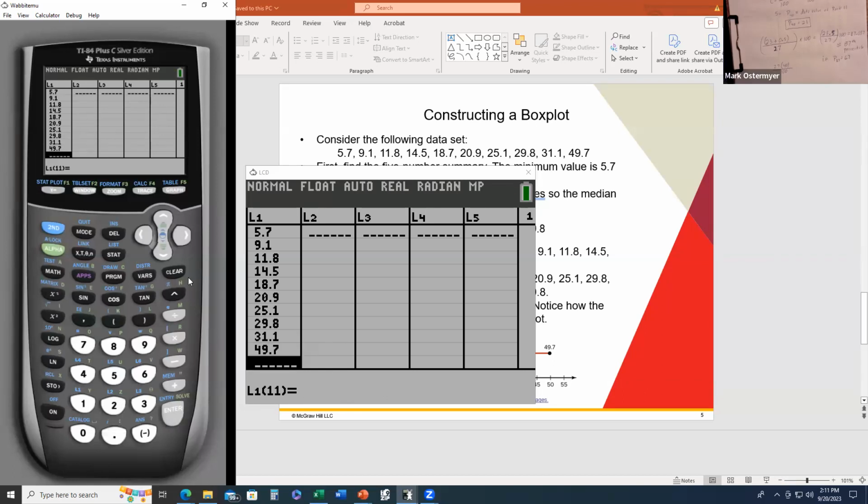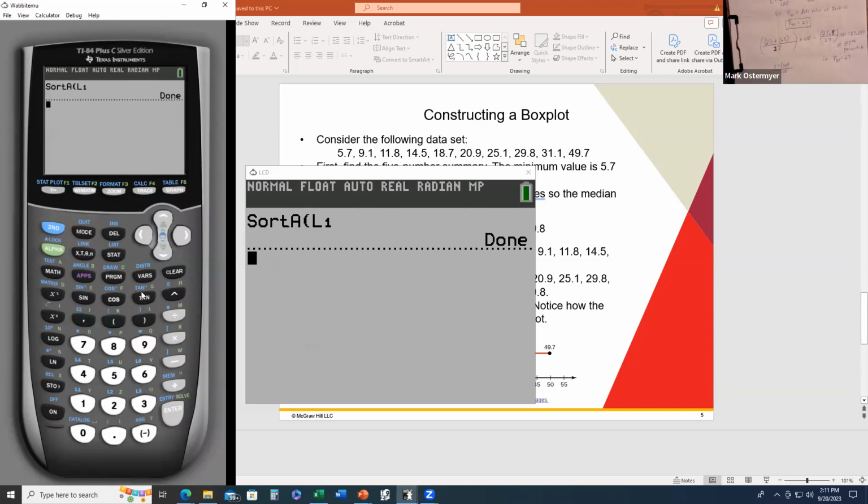Okay, you got your data in, and again, just make sure there's no obvious erroneous entry. All right, how do we build a box plot? Well, pretty simple. Let's get out of this second mode to quit. Let's go into our stat plot mode.